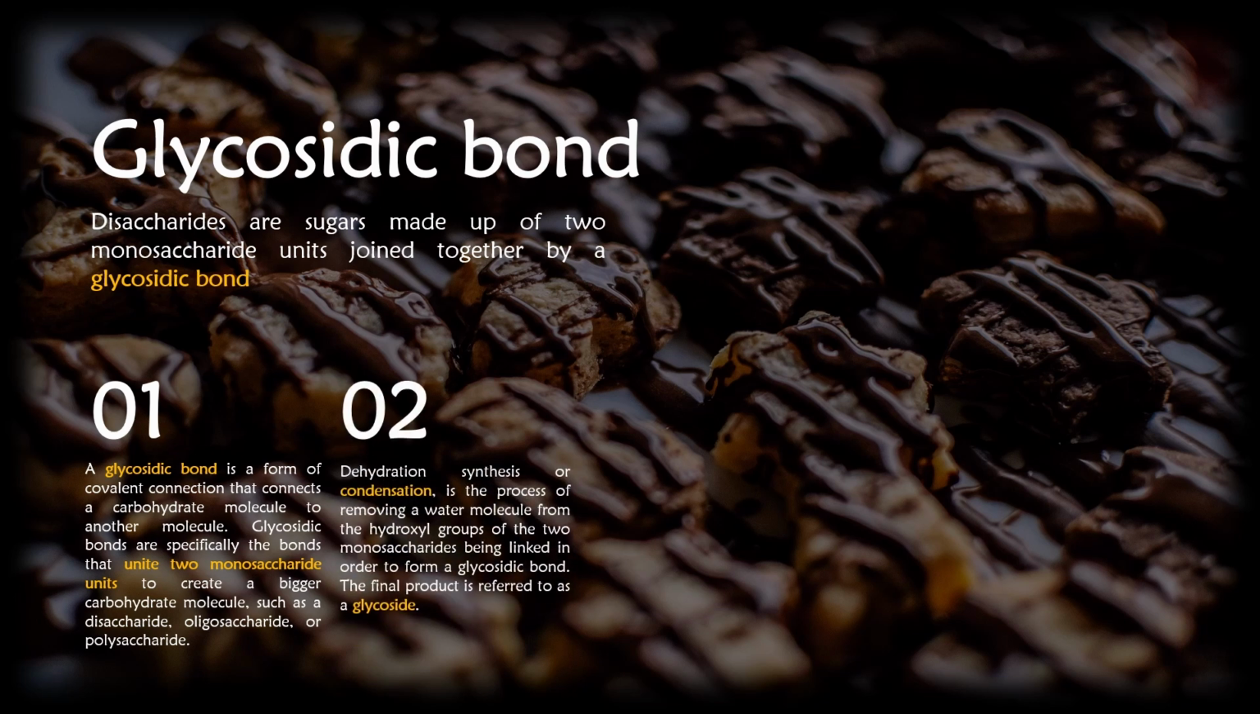Dehydration synthesis, also known as condensation, is the process of removing a water molecule from the hydroxyl groups of the two monosaccharides being linked in order to form a glycosidic bond. Depending on the precise arrangement of the anomeric carbon, the ensuing covalent bond creates an acetal or ketal linkage between the anomeric carbon of one monosaccharide and the hydroxyl group on another monosaccharide. The final product is referred to as a glycoside.